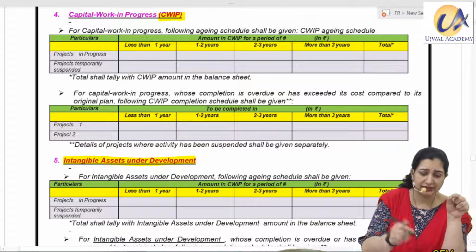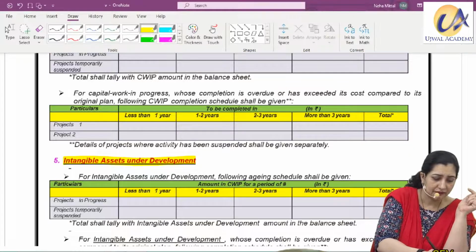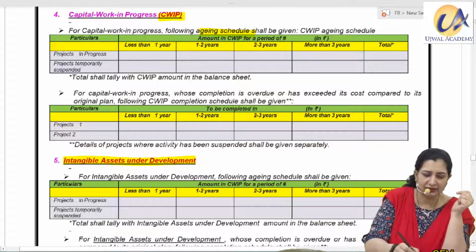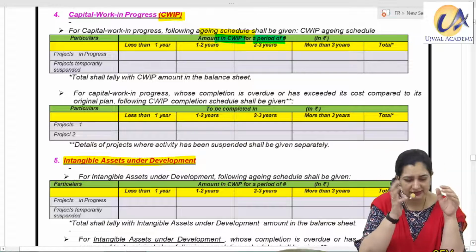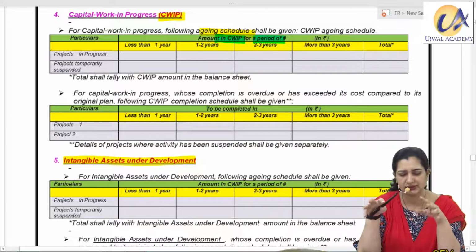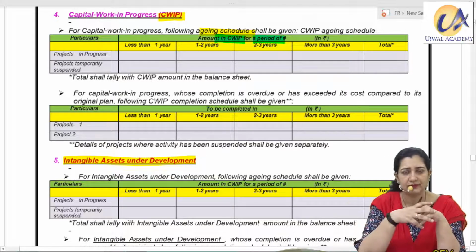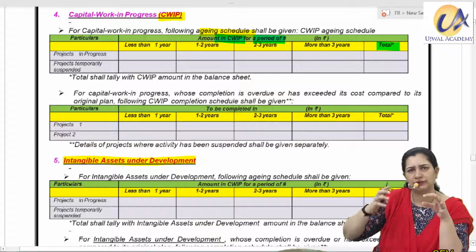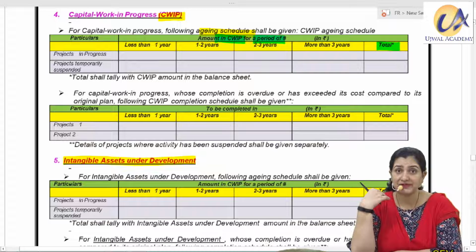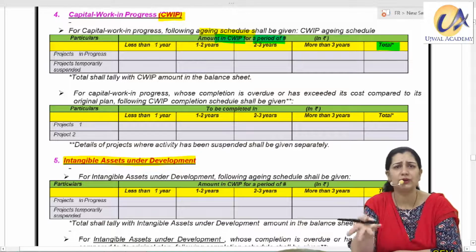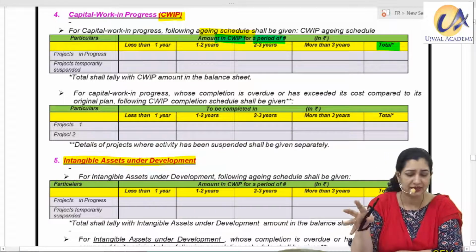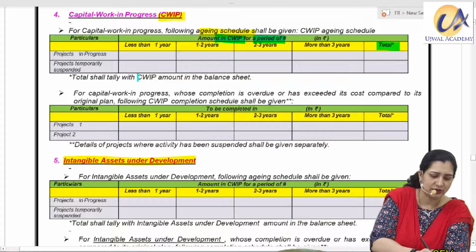So we need to give the aging schedule in terms of which are the projects under process, how much time they have been in CWIP. Is it less than a year, 1 to 2 years, 2 to 3, or more than 3? And this total amount you have to give. Projects in process, project 1, project 2, you have to give in detail. Plus you have to give if anything is suspended. Like for example, due to COVID, maybe they have suspended the project. Possible, no? Suspended means temporarily they have stopped working on the project. Give all those details. And this total amount should tally with your CWIP amount in the balance sheet.